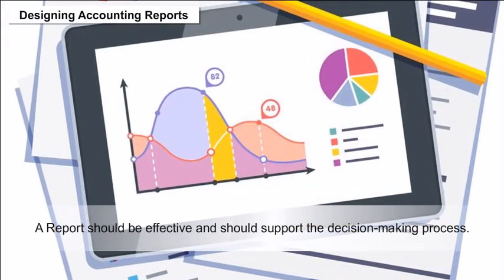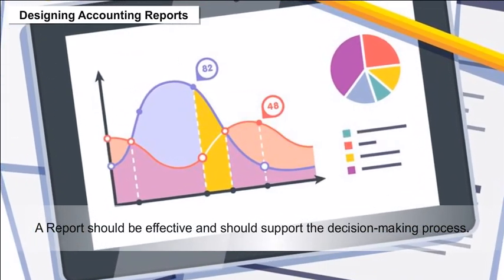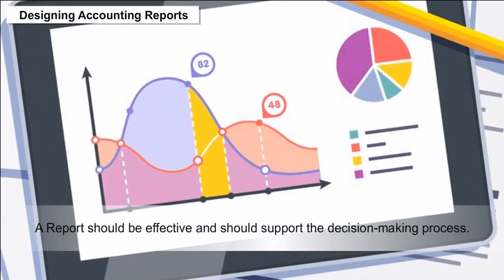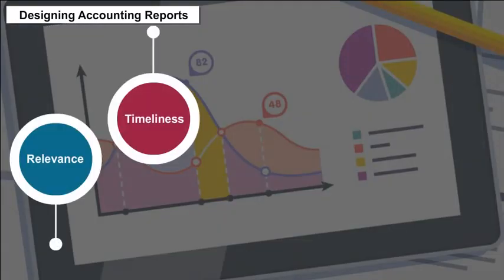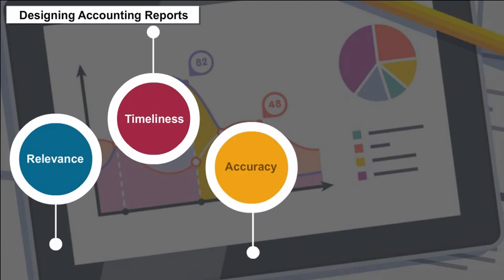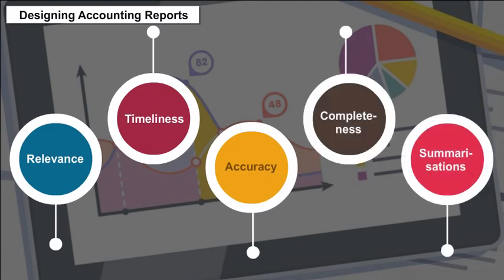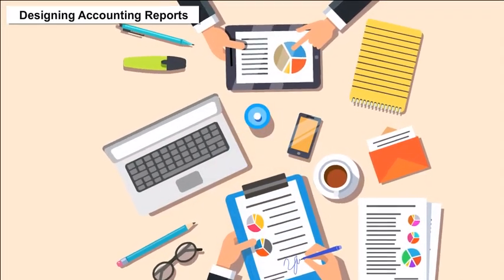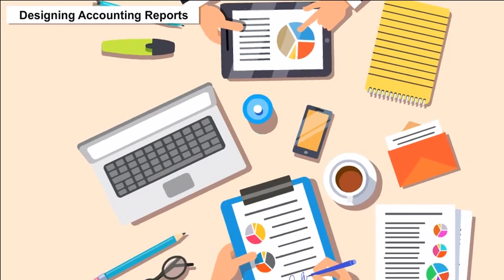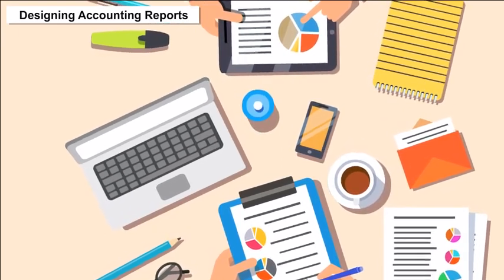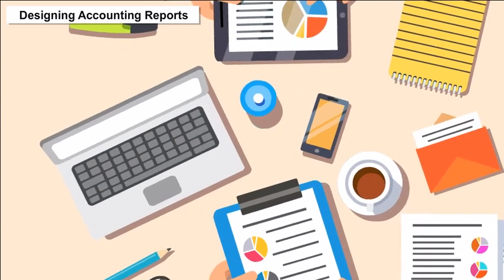A report should be effective and should support the decision-making process. A report should be made on the following criteria: relevance, timeliness, accuracy, completeness, summarizations. There are different types of reports generated in the accounting software depending upon the requirements of the user. However, MIS reports can be of the following types.